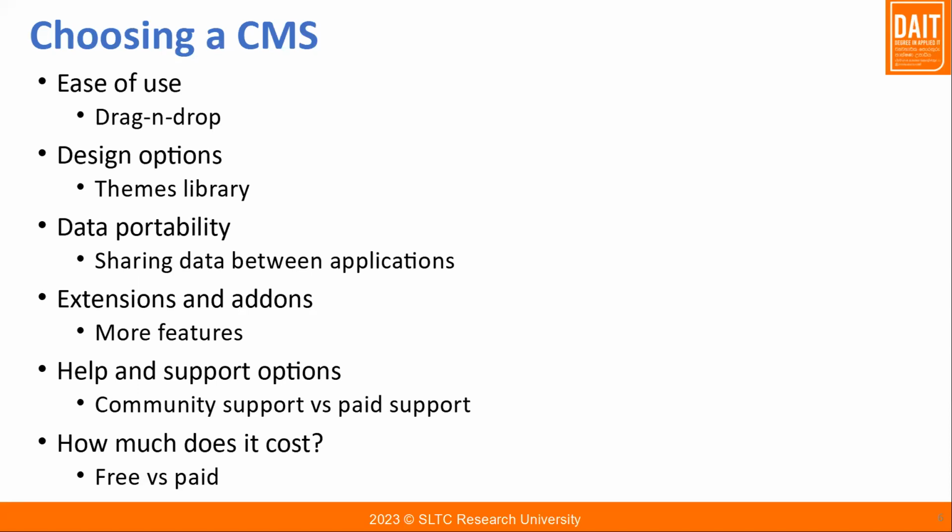And then design options. Does it have themes? Now I showed you WordPress has themes. Joomla also has themes. So themes will make sure that it is easy to change the designs.